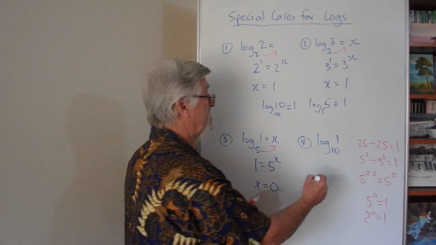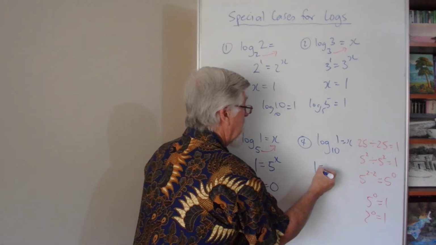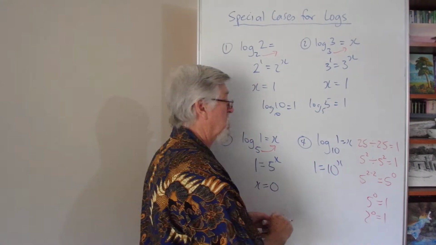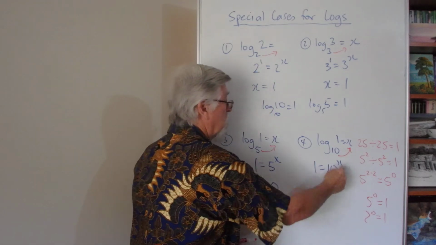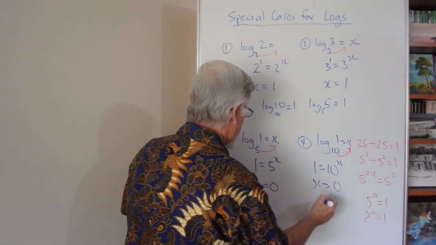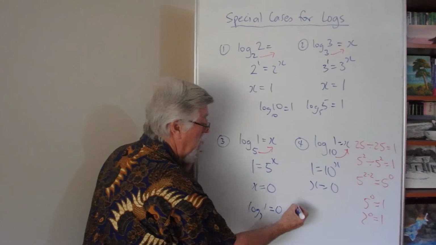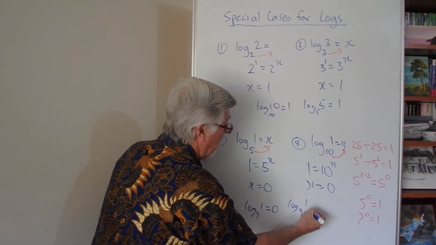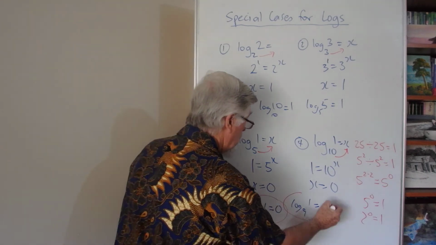This one over here equals X. So I have 1 equals 10 to the X, because I squashed the 10 out to the other side, the X goes on top. 10 to the what's 1, and I have X is 0. So I can go to the log of 1 with a base of 7, I can just say that's 0. I can go to the log of 1 with a base of 9 and go 0. So the log of 1, anything with a 1, becomes a 0.